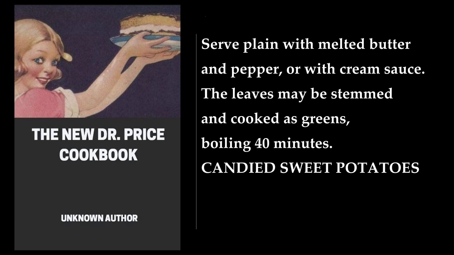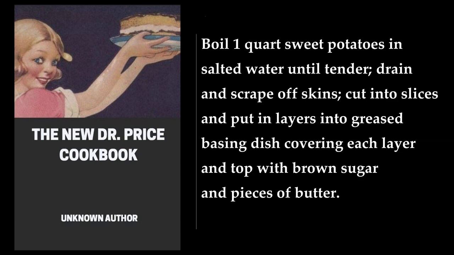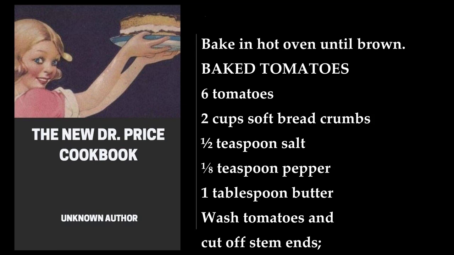Candied sweet potatoes. Boil 1 quart sweet potatoes in salted water until tender, drain and scrape off skins, cut into slices and put in layers into greased baking dish covering each layer and top with brown sugar and pieces of butter. Bake in hot oven until brown.